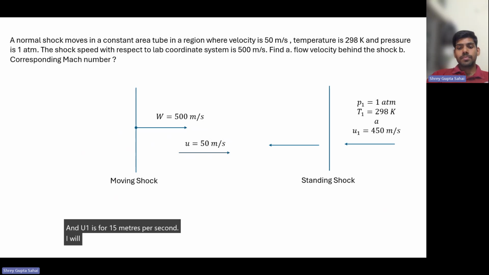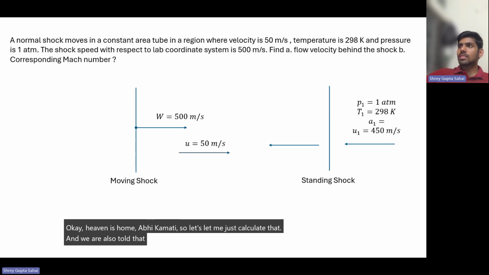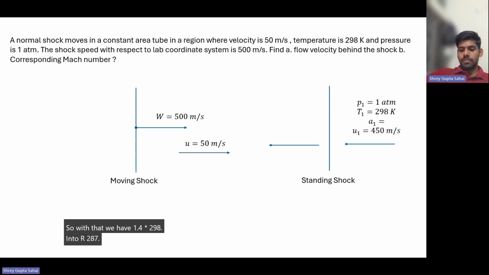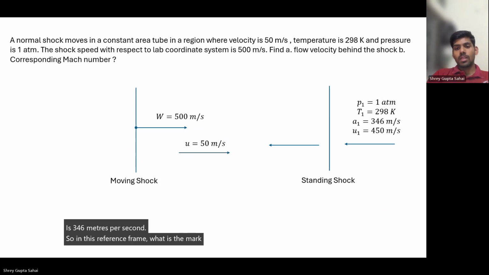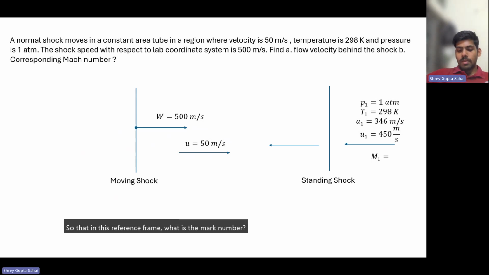I will also calculate A1. A1 is going to be the square root of gamma R T. We are also told that the gas is air, so with that, we have 1.4 times 298 times R, 287, which gives 346 meters per second. So in this reference frame, what is the Mach number? We have 450 divided by 346. Its Mach number is 1.3.